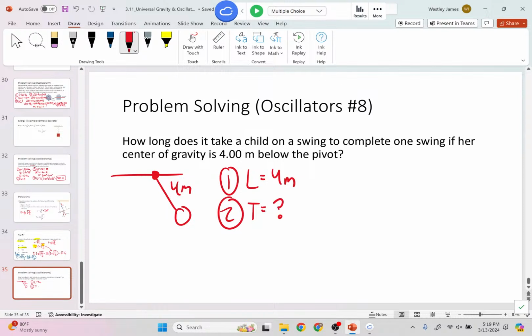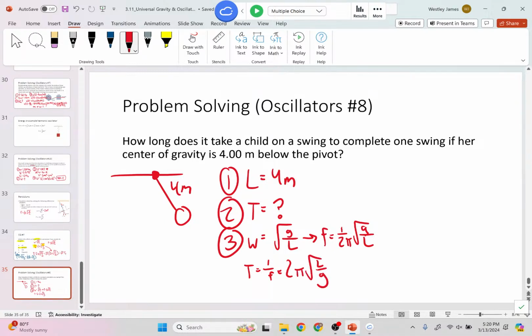The period. What equation do we have? Technically on the formula sheet, this is the only one you have: omega equals square root of g over L. And you're like, how do I get from that to period? You do the derivation, or you have it written down. f equals 1 over 2 pi, square root of g over L, and then period equals 1 over f. So that's going to be 2 pi, and everything gets flipped. You can derive it, or you can have it written on your note card. I don't care which.